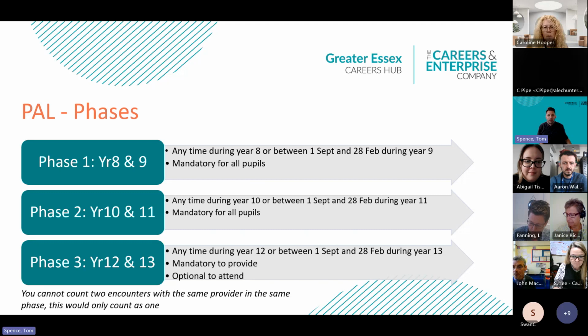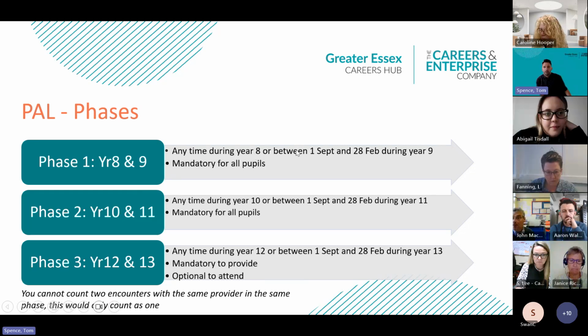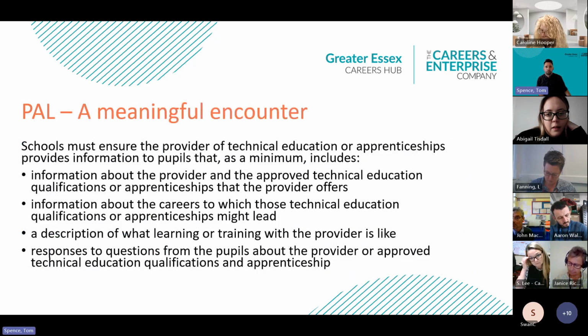Okay, so 2 different providers in years 8 and 9, and the same goes for years 10 and 11, and that needs to be any time in year 8, but for year 9 before the 28th of February. And that's the same for the year 11s, because obviously they're very busy in term 3. And the main difference between phase 1 and 2 versus 3 is that you have to provide the opportunity for an encounter, but it's optional for the 6th form students to attend. Okay, that's fairly straightforward.